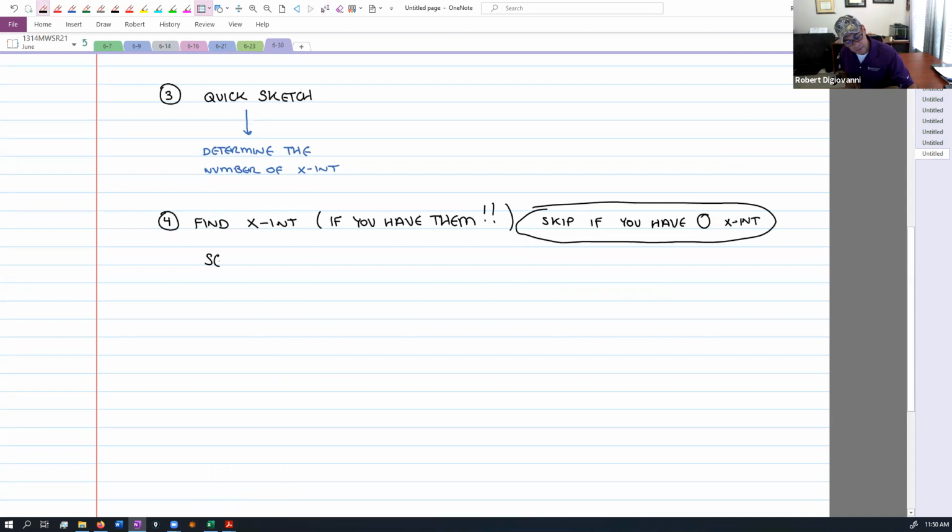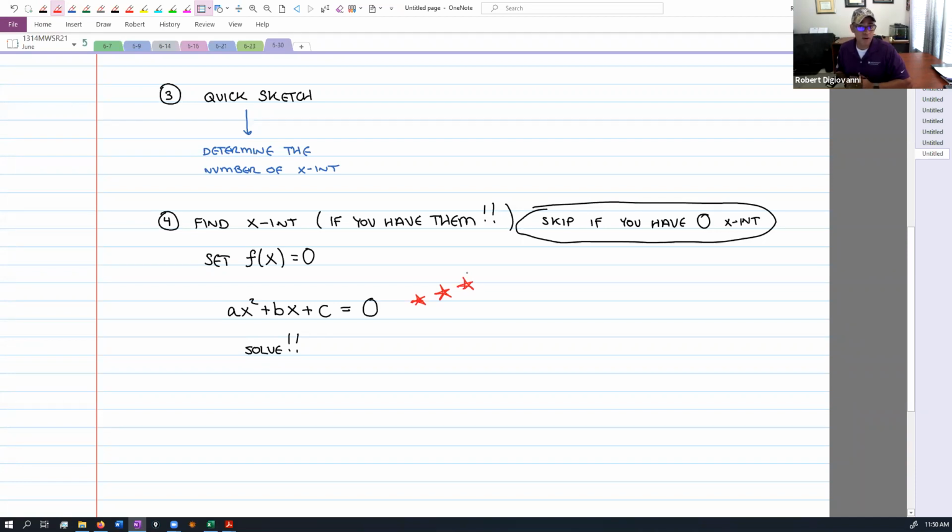We set the function equal to 0. In other words, we're going to take ax squared plus bx plus c and set it equal to 0. And then we will solve this. Now I'm going to put a star next to this because this is going to be the hardest part of the problem. Because what we're trying to do here is solve a quadratic equation.